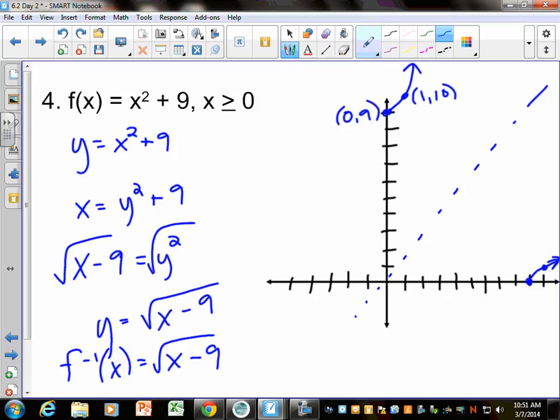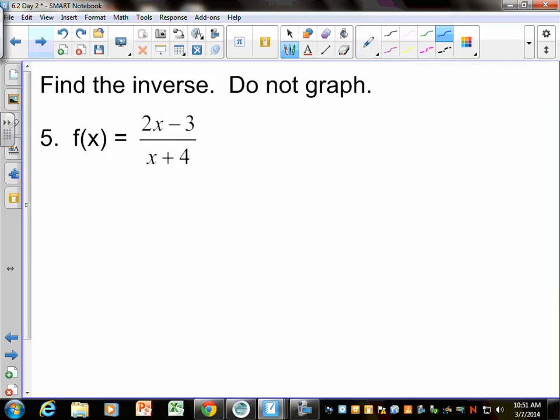One more that we don't have to graph is those darn fraction ones that they like to give us just because it's a little bit trickier with the algebra. And again, what makes it harder with the fractions is the algebra that comes with it. So the last part of the homework says find the inverse. It doesn't say do not graph, but it doesn't say to graph, so I just like to remind you that you don't have to graph these.